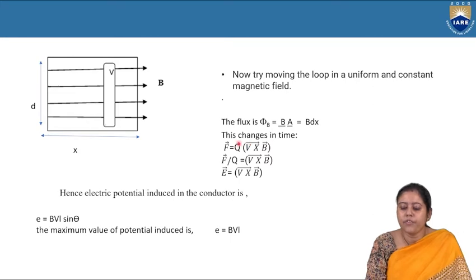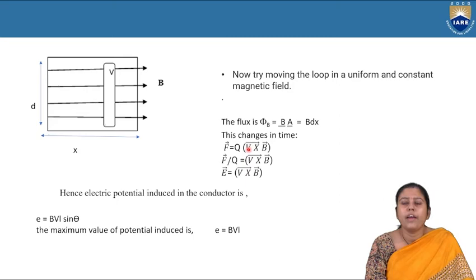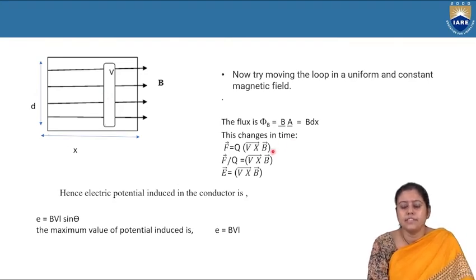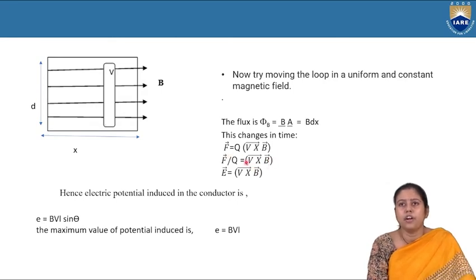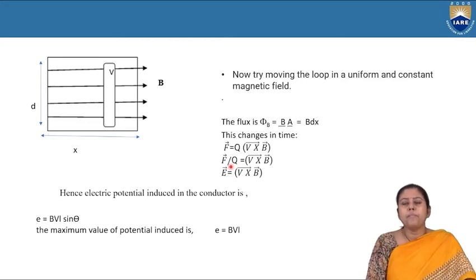Now what is the force? From the Lorentz force, F is equal to Q times V cross B, where V is the velocity of this rotating coil and B means flux density. So if we divide F by Q, F by Q is equal to V cross B. We know from unit 1 that F by Q is nothing but the field intensity.